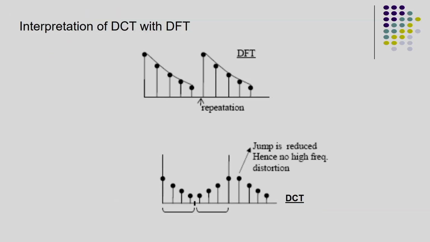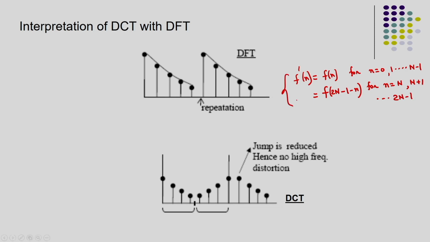Now if you see this extension, the extension which I have done is something like this: I am having the new sequence, f dash n is equal to f[n] corresponding to n equal to 0, 1 up to N minus 1, and is equal to f[2N minus 1 minus n] for n equal to N plus 1 up to 2N minus 1. So I am getting the new sequence like this.